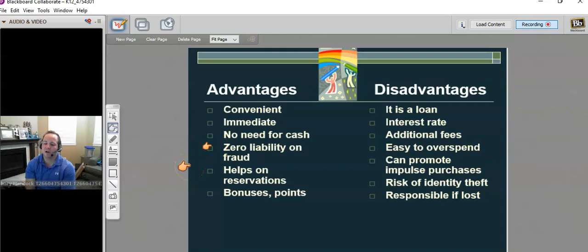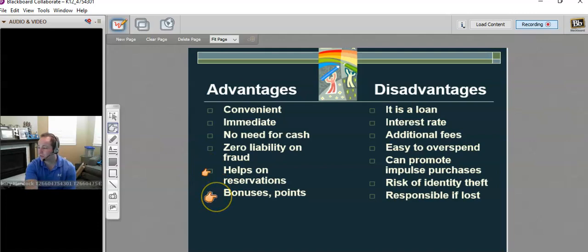Zero liability on fraud. This feature is why I use credit probably the most, especially with online shopping. If somebody got my credit card number and used it, all I have to do is look at my bill and say, that was not me. Tell it to the credit card company. They are required to take it off, and I do not have to pay that money. The credit card company is the one that either has to lose that money or find out who did it and fight that battle. If it comes directly out of your bank account, it's on you. The bank's not going to put that money back in, so you have to be really careful.